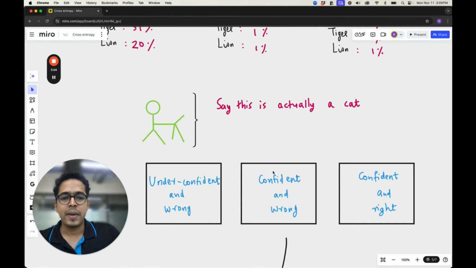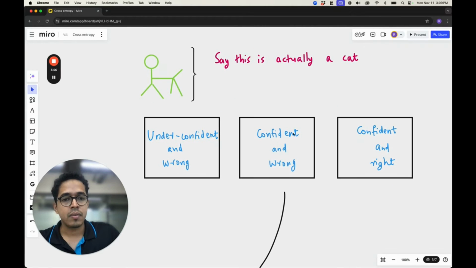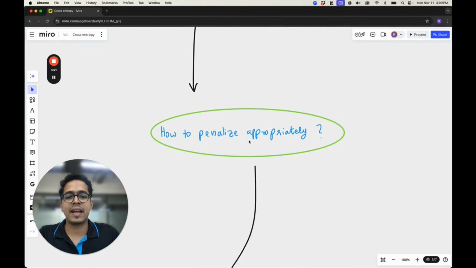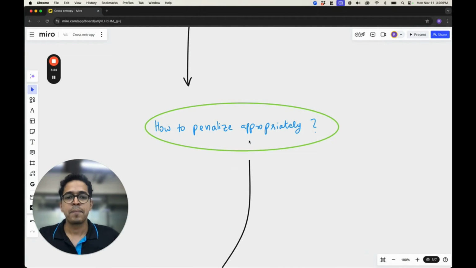So you want to penalize someone who is confident and wrong the most. You also want to penalize someone who is wrong underconfidently, but probably a little bit less. And if someone is confident and right, then you don't want to penalize them at all. And if they are 100% right, no penalty. But if they are, let's say, 97% confident and right, you don't want to penalize them as much. So this is the idea. How do you distribute this penalty? How do you penalize appropriately?